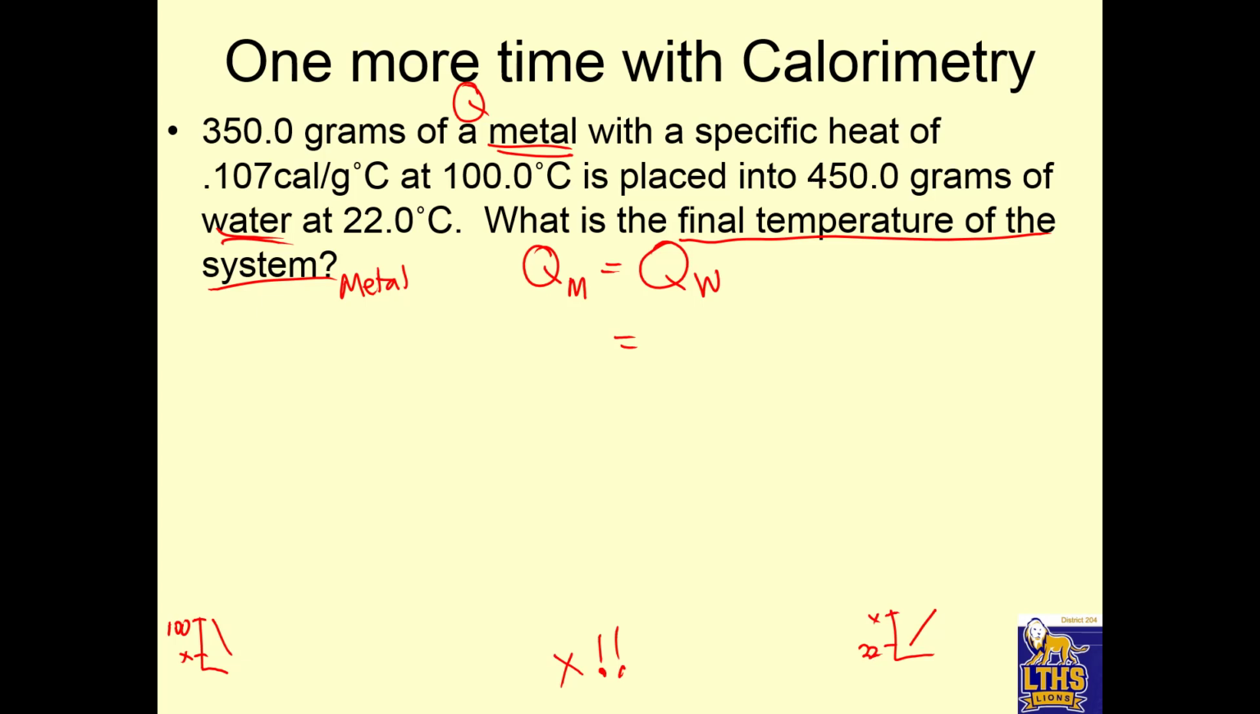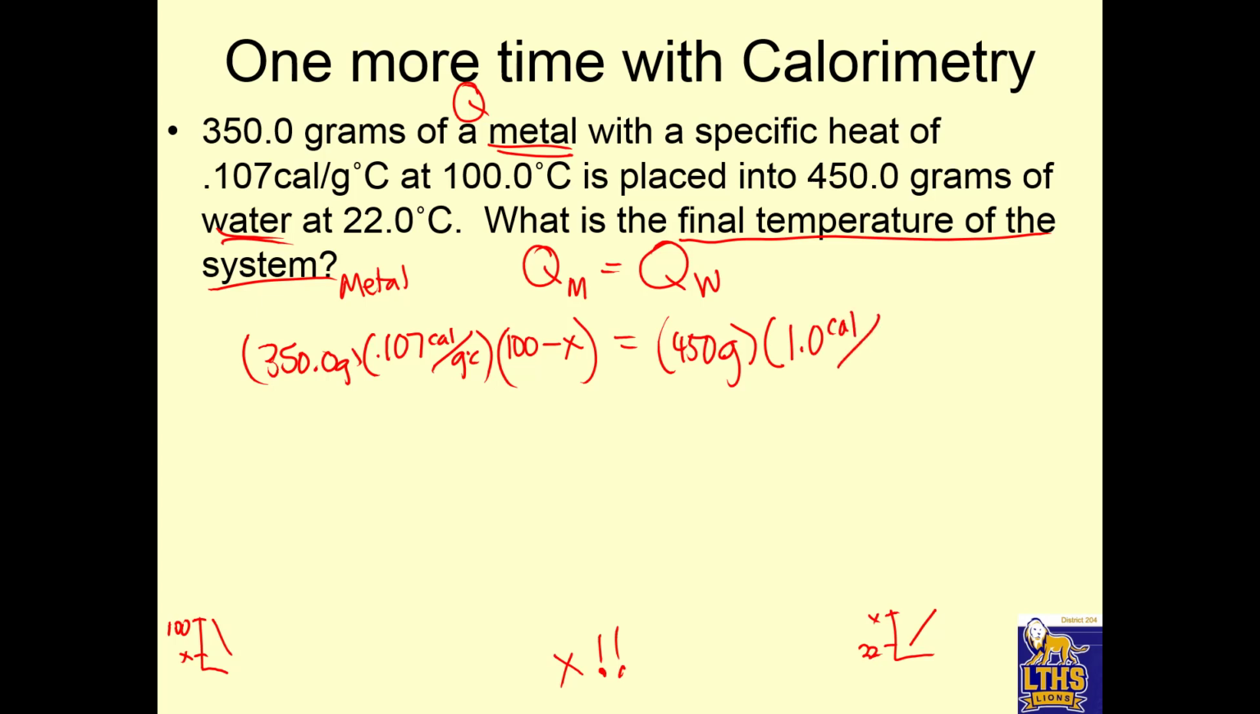So the mass of the metal is 350 grams. Specific heat of the metal is 0.107 calories per gram degrees Celsius. And then the temperature change of the metal is 100, and it goes down to X. I don't know what X is yet. That's what we're trying to find. What about the water? Well, the mass of the water is 450 grams. Specific heat of water, it doesn't tell us. But if you look on your pink sheet, it's 1 calorie per gram degrees Celsius for liquid H2O.